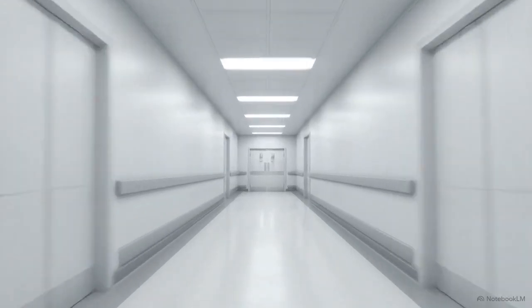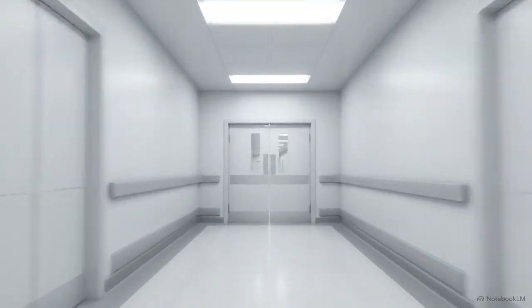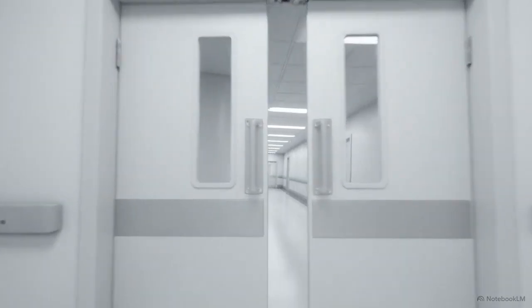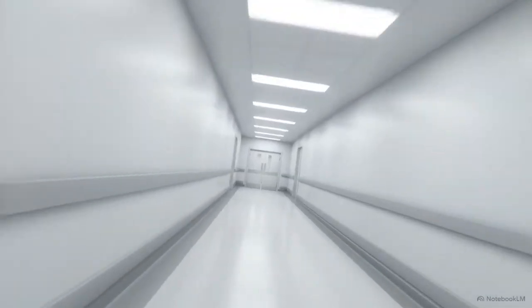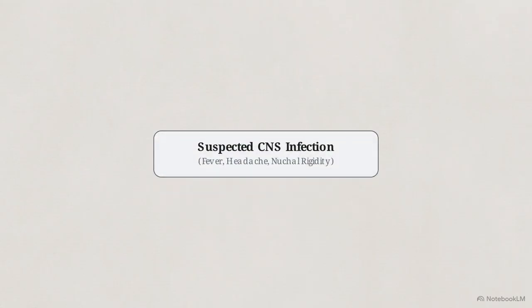A patient presents to the emergency department with fever, headache, and nuchal rigidity. The clock begins ticking on a potentially fatal central nervous system infection. This diagram represents the emergency CNS algorithm. It is the immediate, mandatory flowchart every physician must initiate the moment these symptoms are identified.